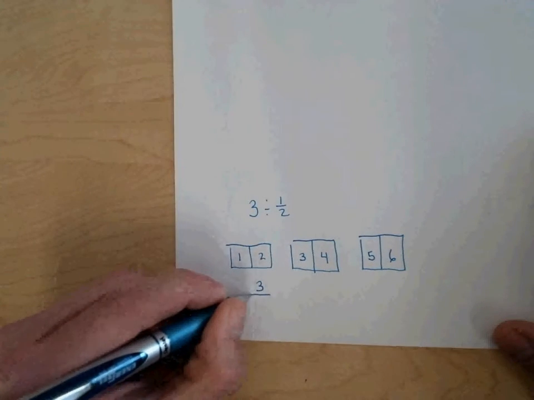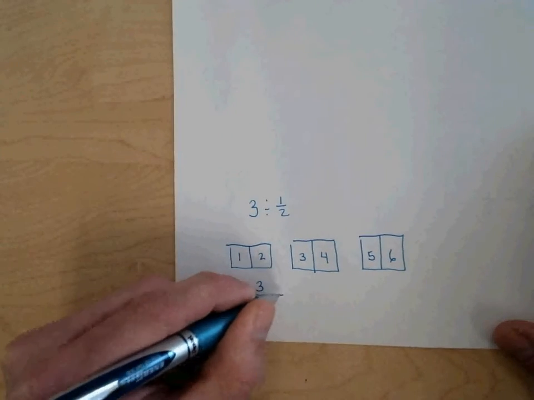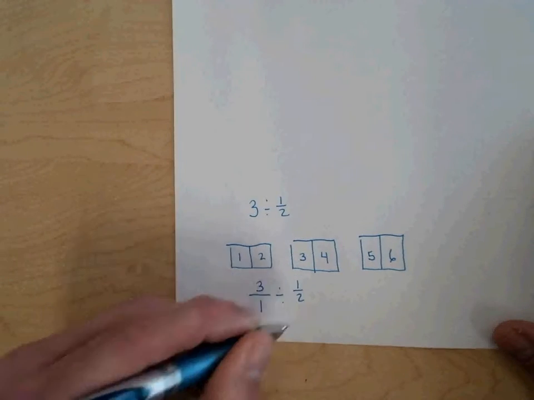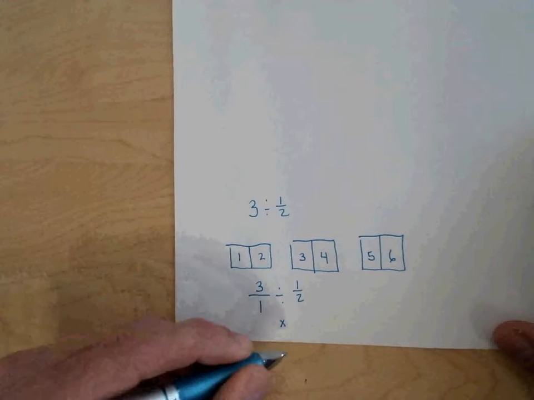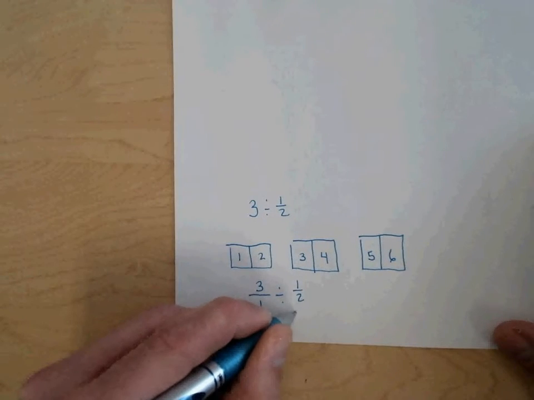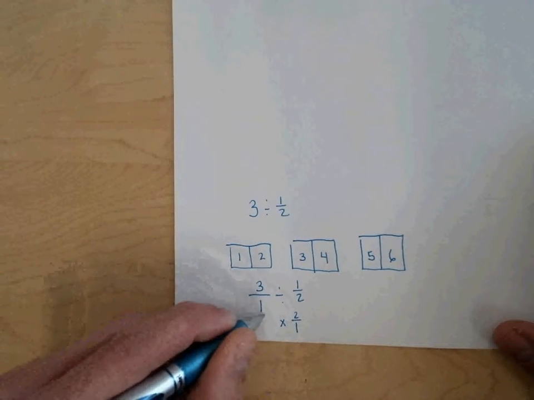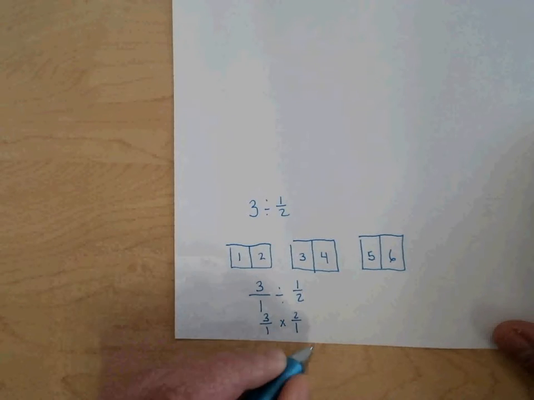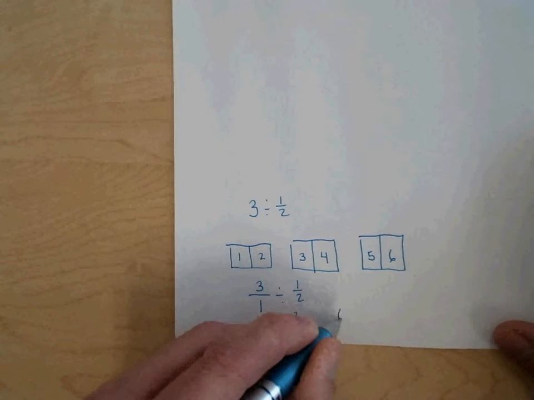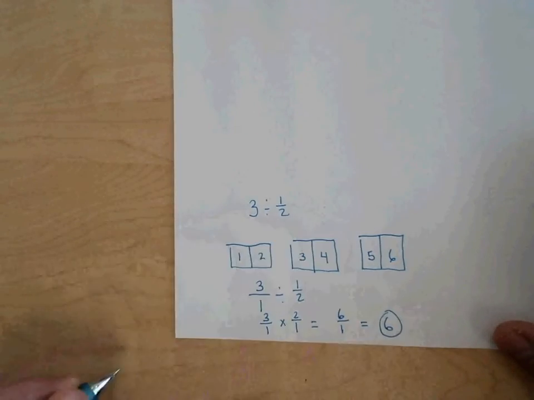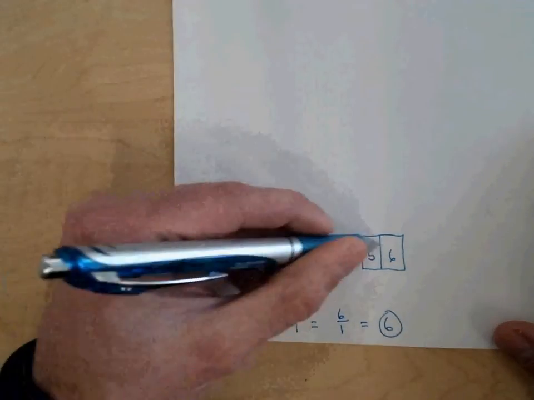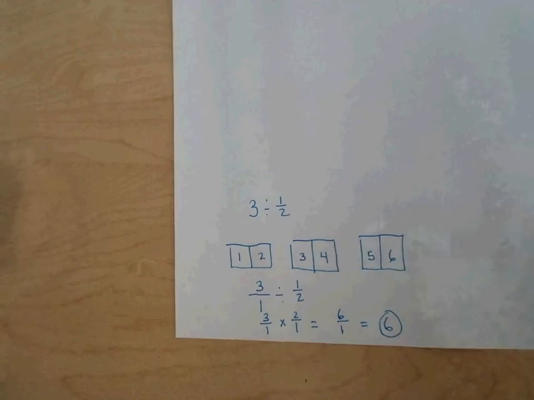We're also starting to do this, 3/1 divided by 1/2. And then as soon as we make that multiplication sign, we're going to flip the 1/2 to make it 2/1. Now we have 3/1 times 2/1, which equals 6/1, or a total of 6, which we have right there. This picture helps the students understand what we're doing there.